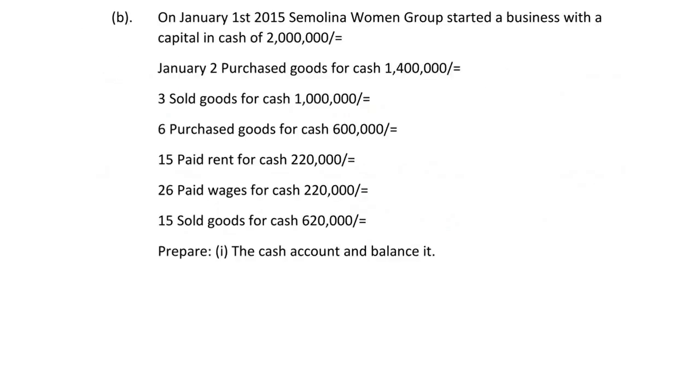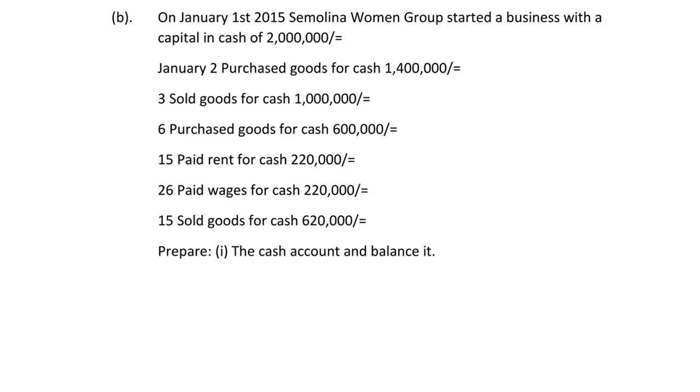Part B of the question. On January 1st, 2015, Semolina Women Group started a business with a capital in cash of 2 million. On January 2, they purchased goods for cash, 1.4 million. So we have been given several transactions there. For Roman 1, we are supposed to prepare the cash account. Okay, so we have to recall that the cash account is the ledger in which all cash transactions are recorded. It has a debit and a credit side. Only cash transactions are recorded and credit sales or purchases are ignored.